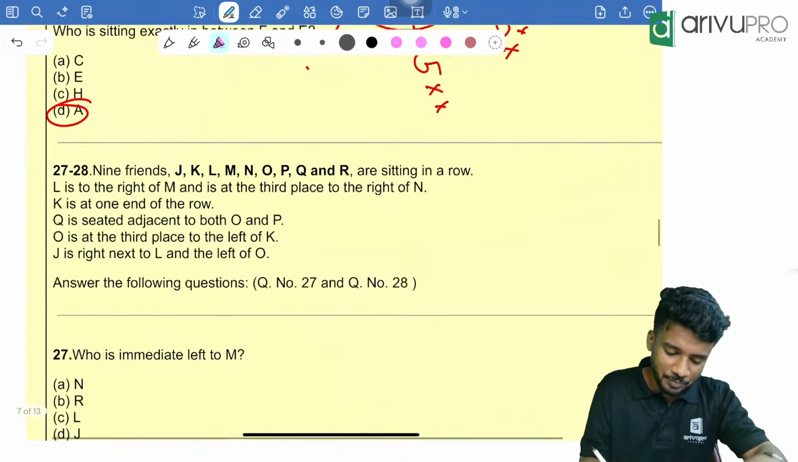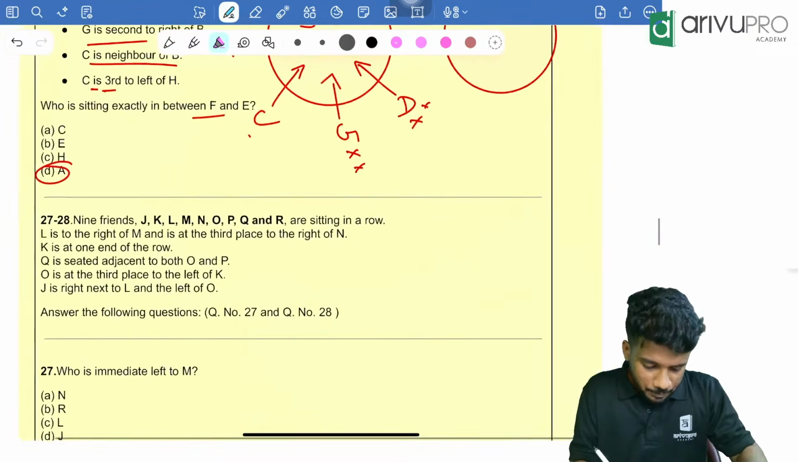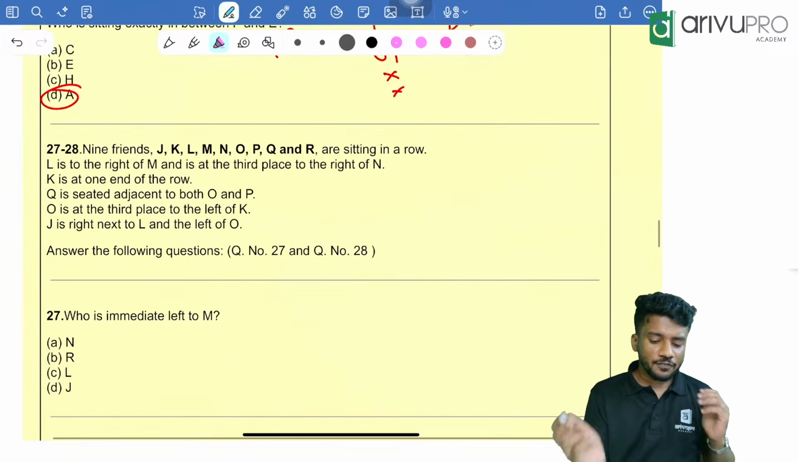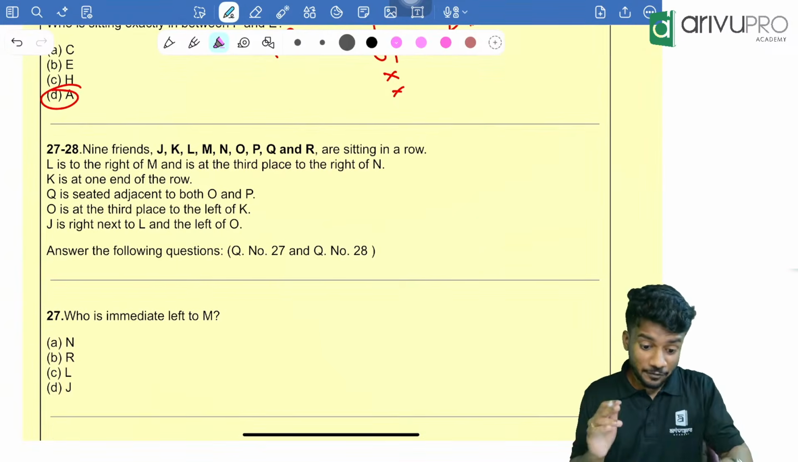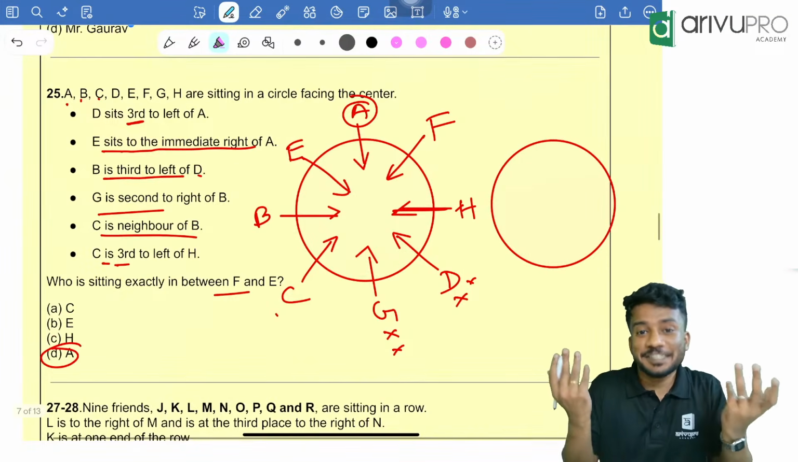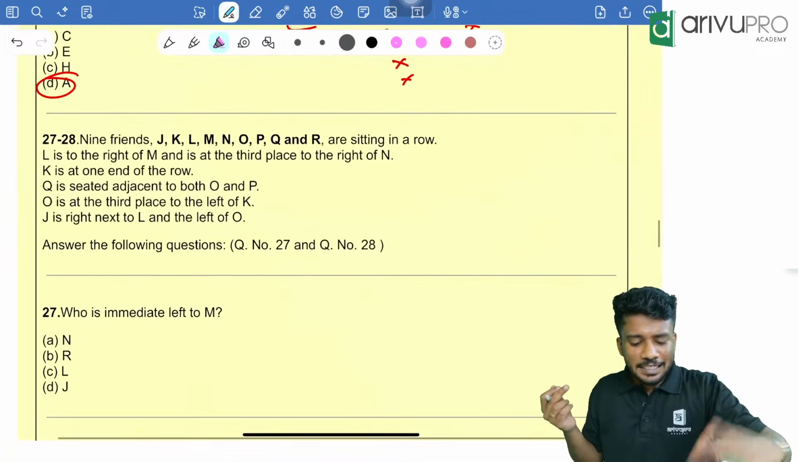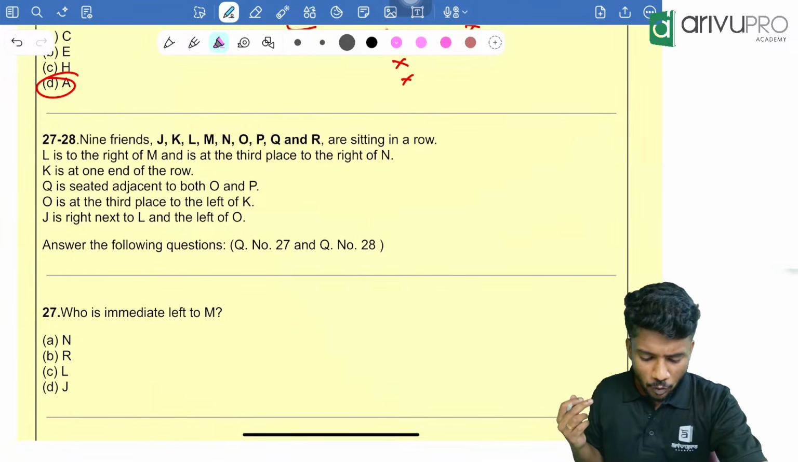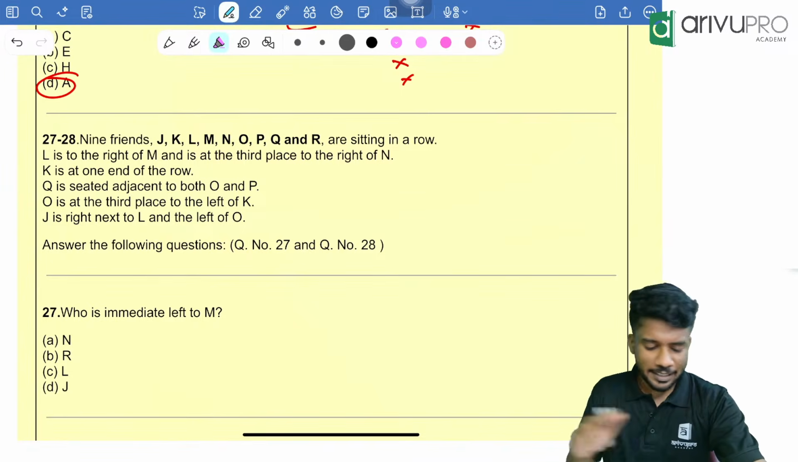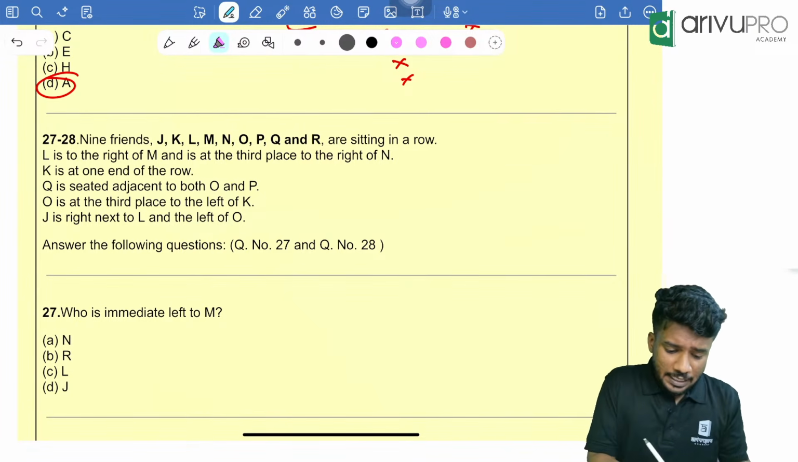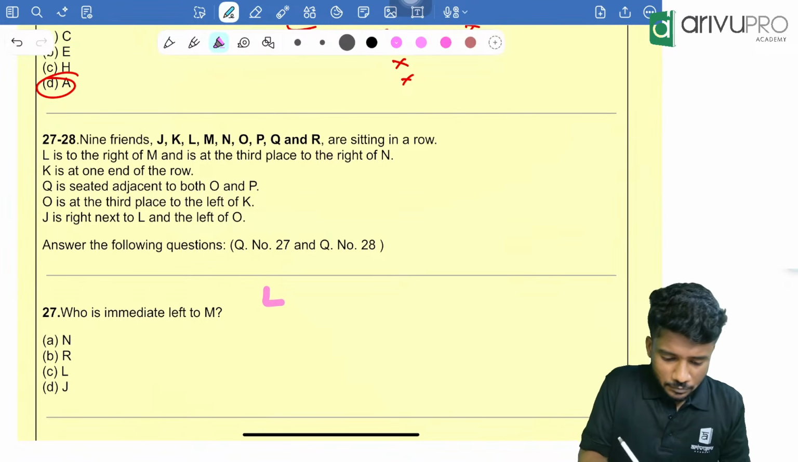Next question. 9 friends, J, K, L. If you get a question like this, you are lucky. Way too lucky. Very direct questions. 9 friends, J, K, L, M, N, O, P, Q, R are sitting in a row. Okay, fine. L is to the right of M.